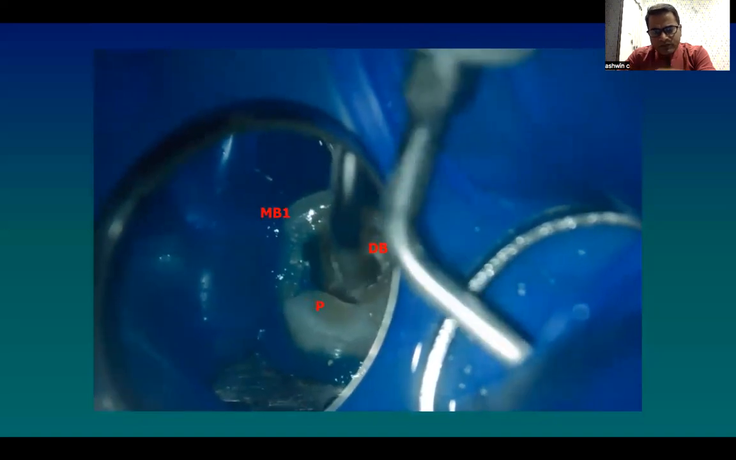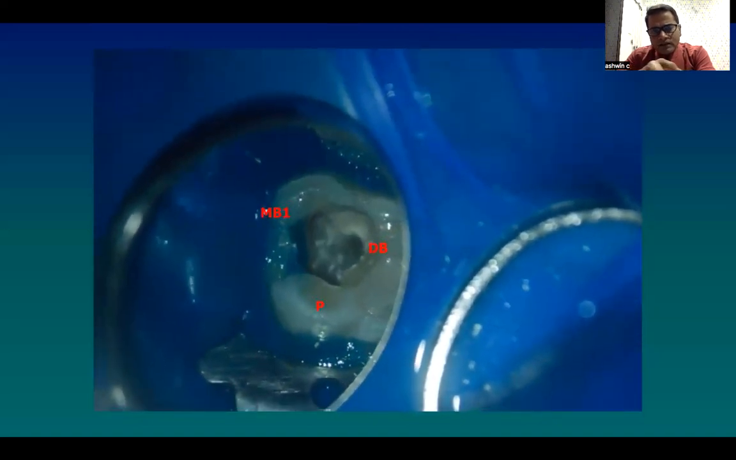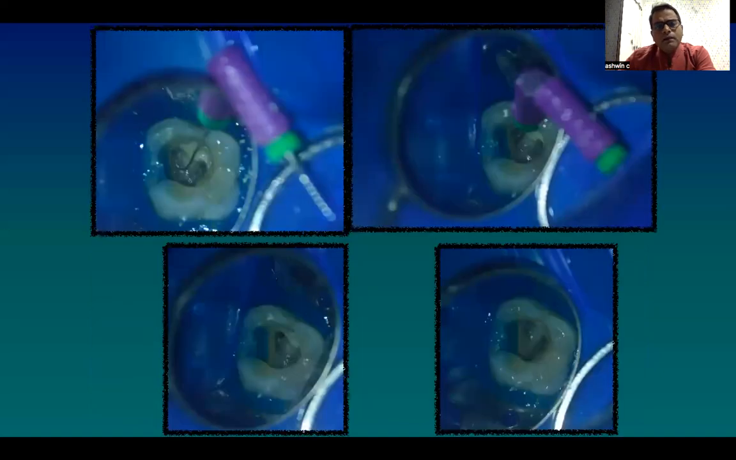So after preparation of this, it is very clear for me where to go. Understand? See here how my number 10 file is going. It is going in the wall. It's going like this, in the wall, not going straight.